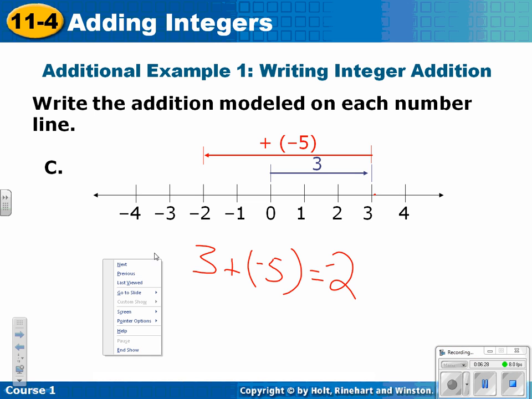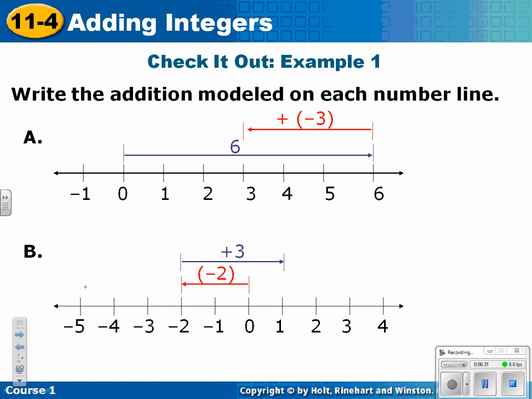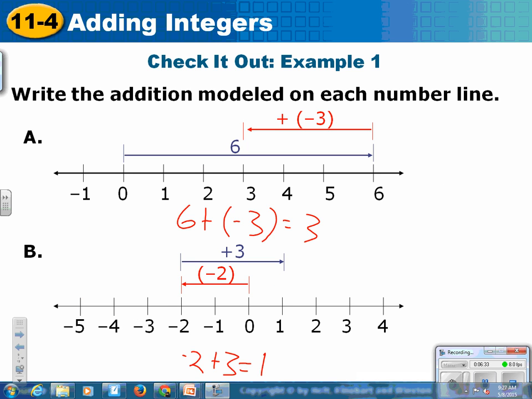All right, next one. Do the top one. Okay, so the first one was 6 plus -3 equals 3. The second one is -2 plus 3 equals what? Now, notice that I only put the negative in parentheses when it's the second one. Some of you are putting parentheses around it just because it's negative. You don't need to do that. You can only put parentheses if it's the second one.